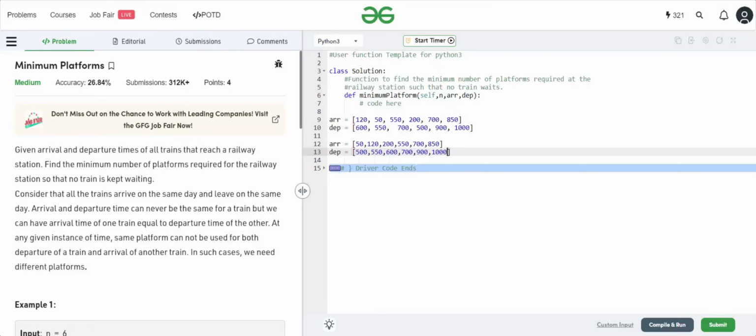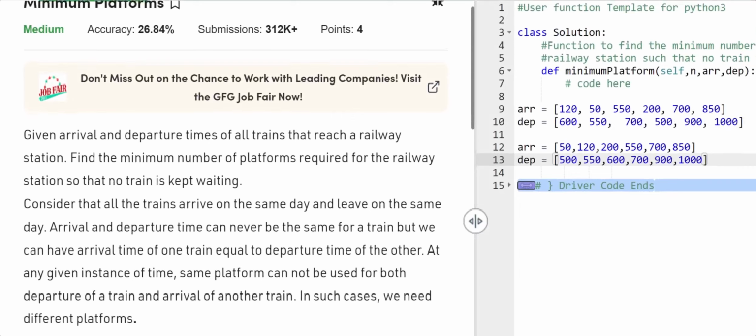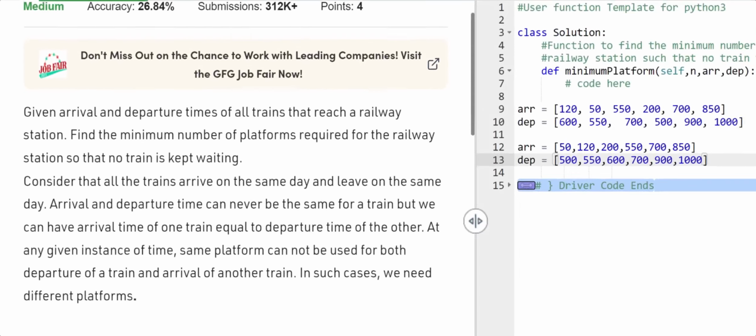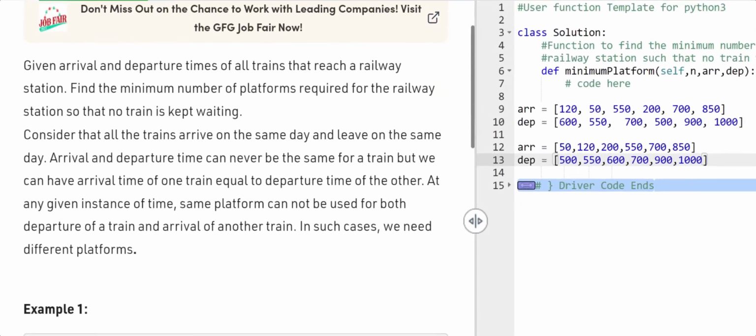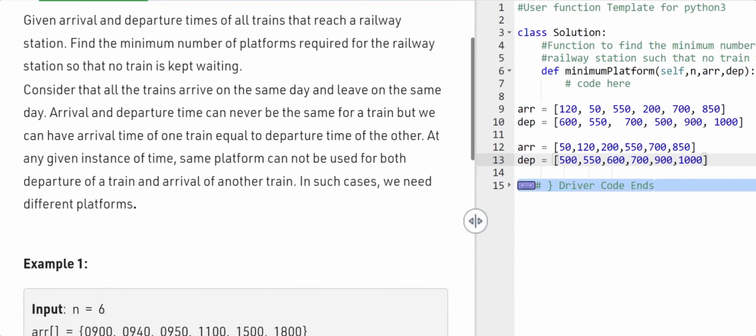In today's video, we're going to be solving the problem Minimum Platforms. The question says that given the arrival and departure times of all trains that reach a railway station, find the minimum number of platforms required for the railway station so that no train is kept waiting. Consider that all the trains arrive on the same day and leave on the same day.